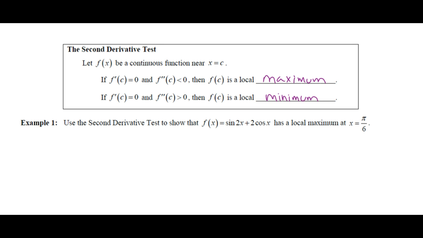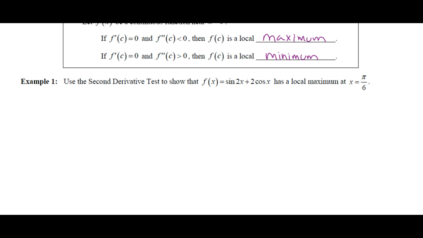Okay, example 1. Use the second derivative test, which is in the box above, to show that f of x equals sine of 2x plus 2 cos x has a local maximum at x equals pi by 6. Okay, so what do we have to do? We're going to find the first derivative first, right? So, plan is, let's find the first derivative.